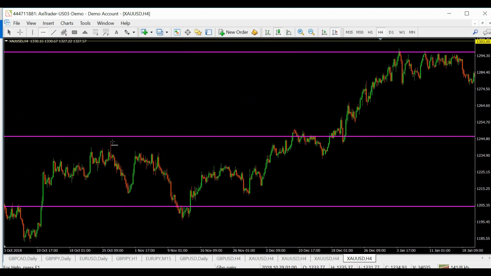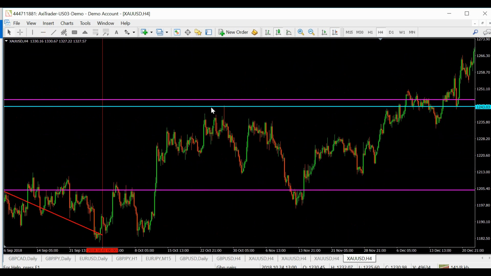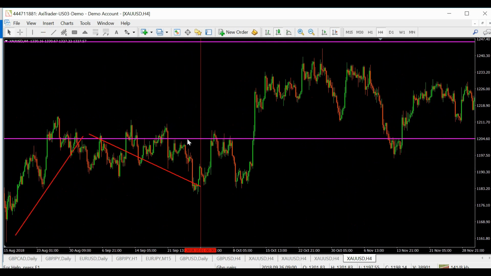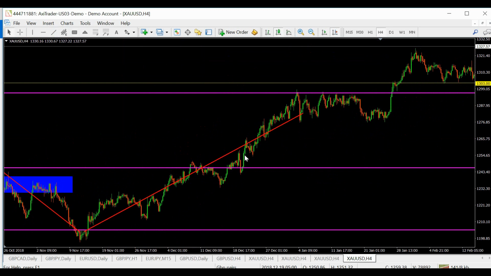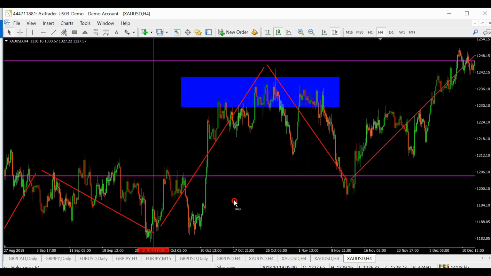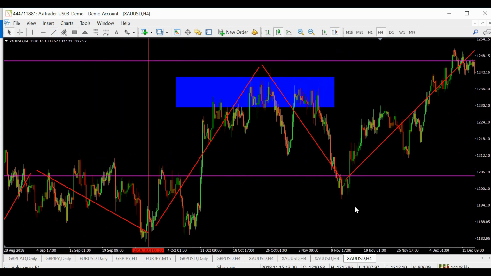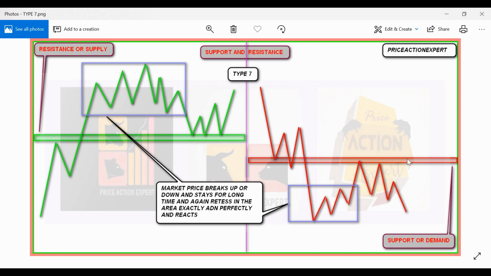Same here, right? Here too. Goes up, stays there for a long time here. See again when it touches here, you can see a bounce. Very good area, very good psychological area, and very good support area for buy. Okay. This is type 7 actually.